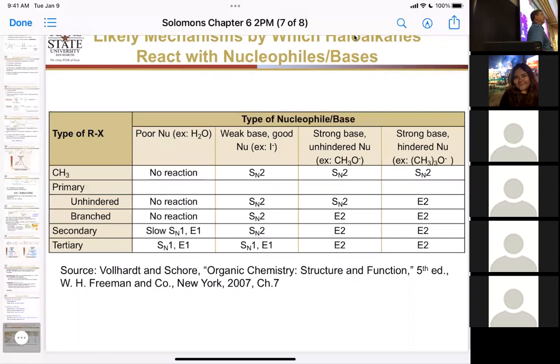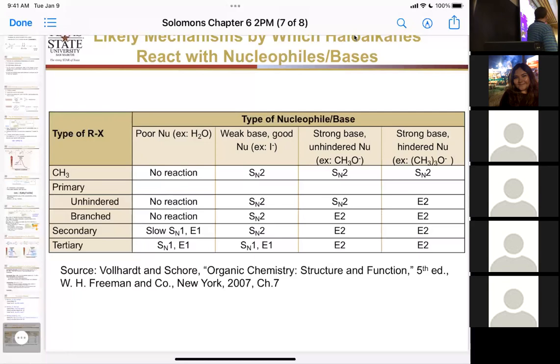Why? Why can't it do elimination? There's no beta carbon. It's just the methyl group. No beta carbon means no beta hydrogen, no elimination products possible, okay? So that means even when we go with the strong hindered base, the only thing it can do is SN2. It's really slow, but the only thing it can do is SN2.